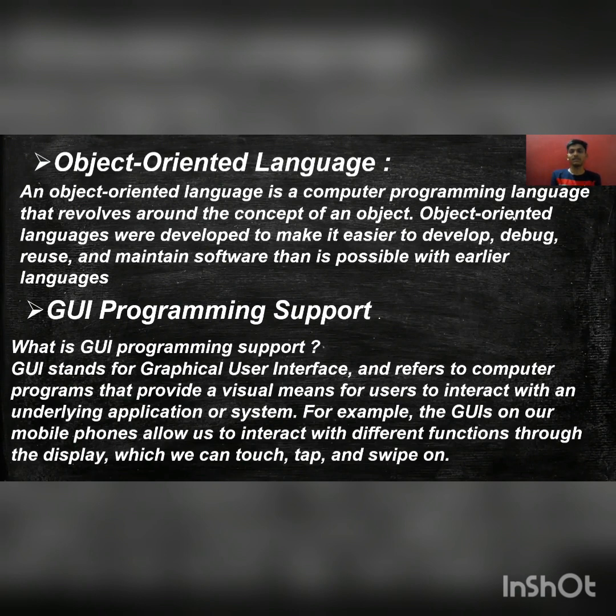It refers to computer programs that provide a visual means for users to interact with underlying applications, such as displays. It allows phones to interact with different functions. That's what is meant by GUI programming support.